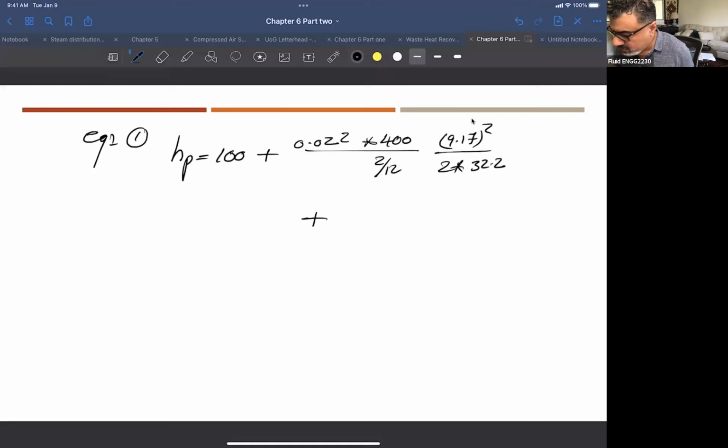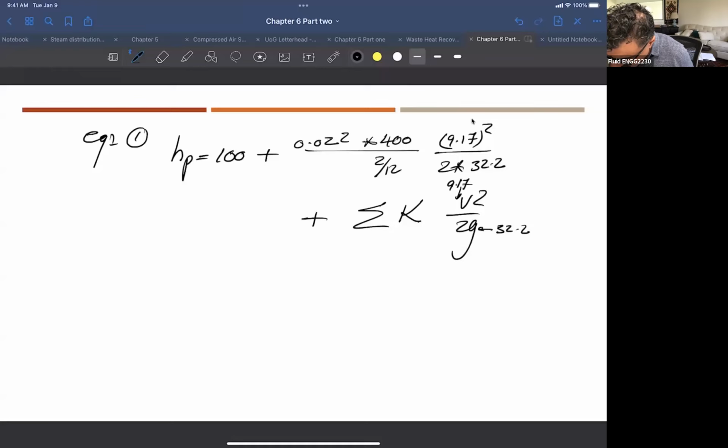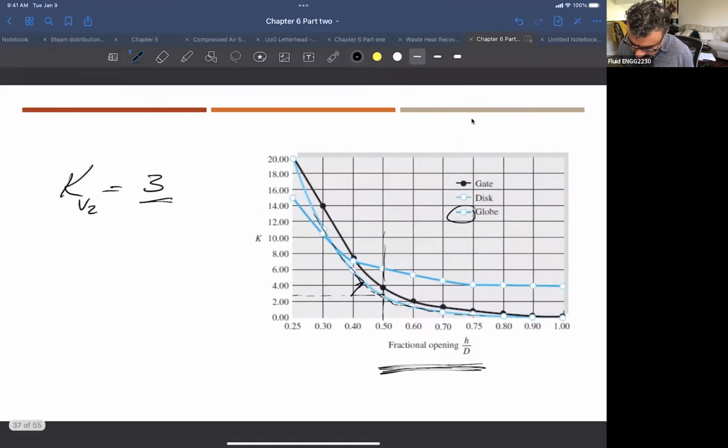Plus the summation of K, right? V squared over 2G. V here is 9.17, G here is 32.2. And if you add all the K, right? So you can add all these K that you got. For example, here for this valve that you guys are concerned about, K here is 3.8, which is strange from this equation.